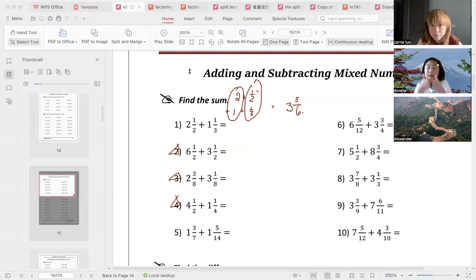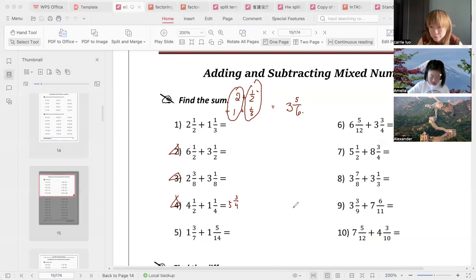Alex, did you finish? I have received all. Amelia, yes, good job. Thank you, Amelia. Alex, are you still there? Okay, let's take a look at number three. Amelia, the first two are right. Very good. Let's look at this one. Four plus one equals what? Equals five, right? And half plus a quarter is 3/4. So, 5 and 3/4. Very good.